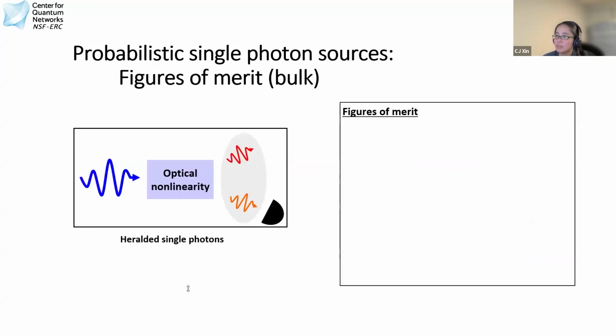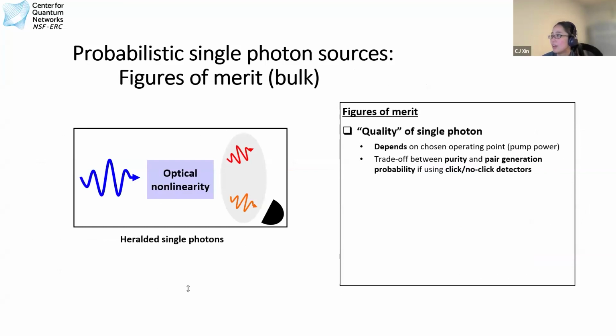So then, figures of merit for these photon pairs in bulk. Quality of a single photon depends on your chosen operating point, your pump power. There's an inherent trade-off between purity of a single photon state and pair generation probability if you're using click/no-click detectors. Actually, even if you're using photon number resolving detectors, there's a trade-off.